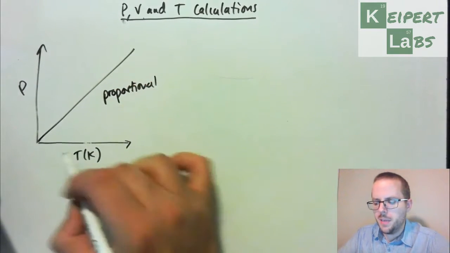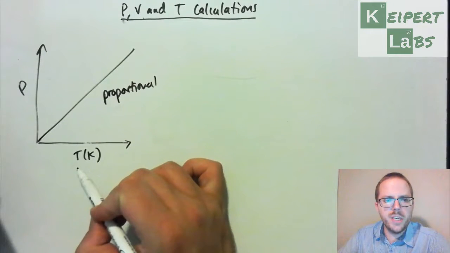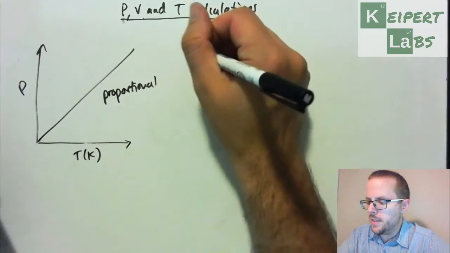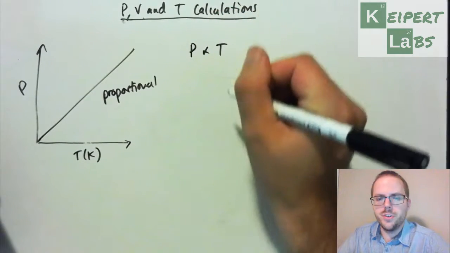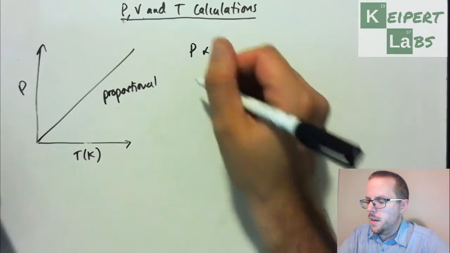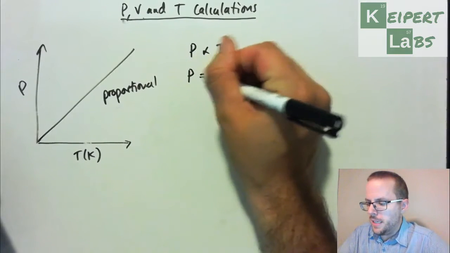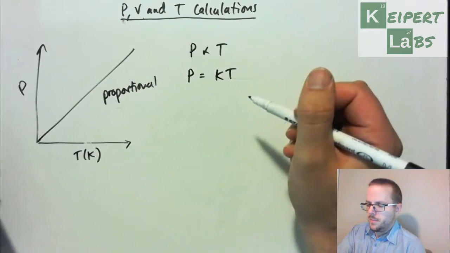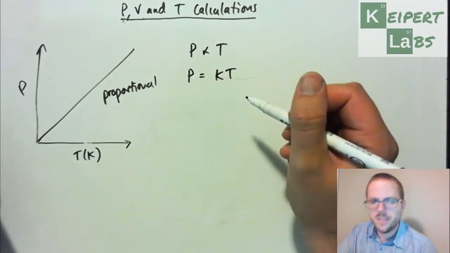As we double the temperature in Kelvin, we double the pressure. As we halve the temperature in Kelvin, we halve the pressure. So we can say that pressure is proportional to temperature. That means that pressure is equal to some constant multiplied by the temperature, as long as we're in Kelvin. You must stick with Kelvin.